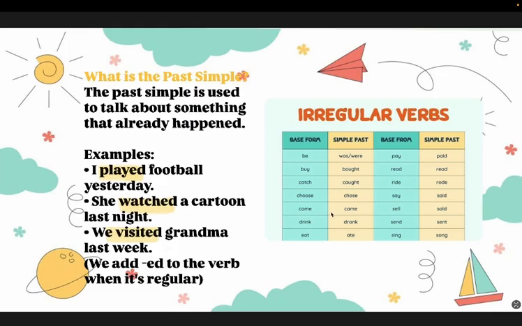Now look at this picture. It shows irregular verbs. Irregular verbs are special verbs. They change their form into another word, not by adding d or ed or ied. For example, eat becomes ate, drink becomes drank, go becomes went, and so on. And here are a few examples. We need to memorize those verbs.